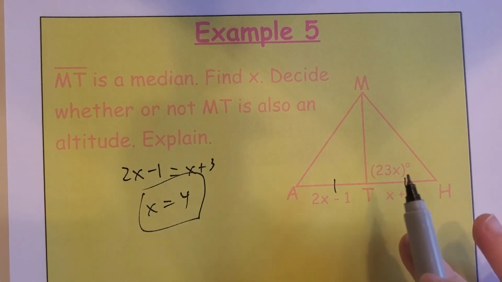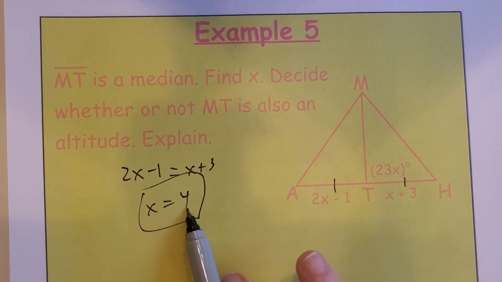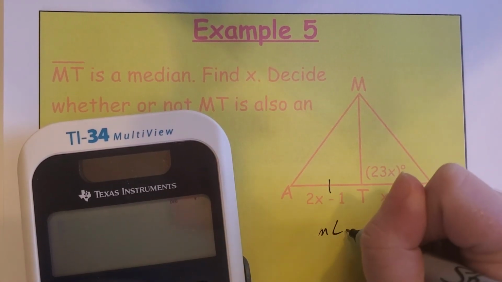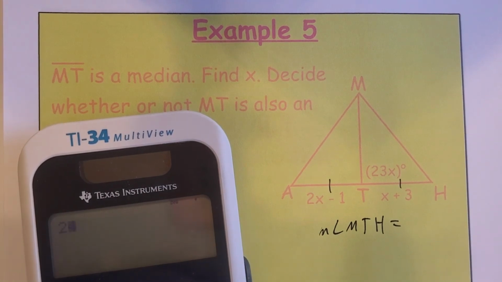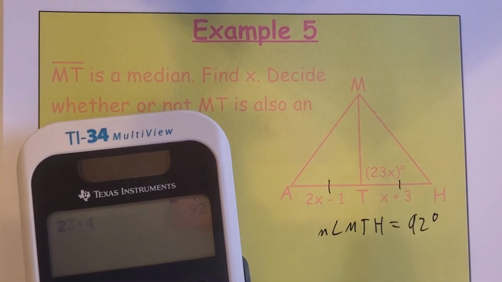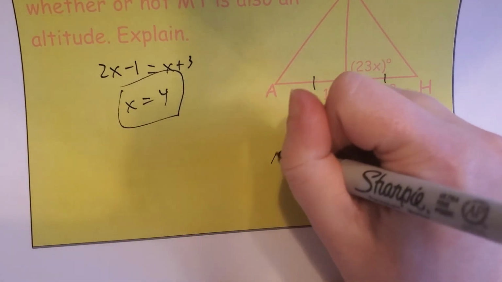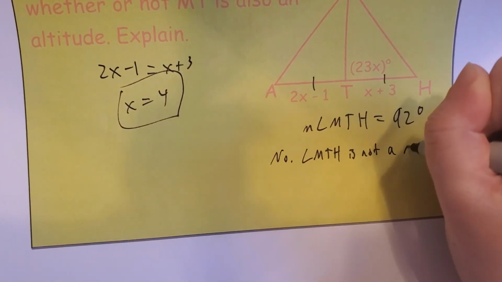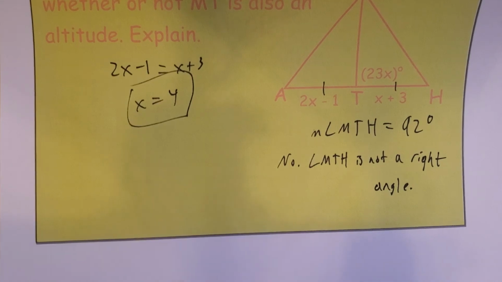All right. So because we have an expression to represent the measure of angle MTH, we can easily plug our X value in and figure this out. So the measure of angle MTH is 23 times 4, which is 92 degrees. It's not a right angle, so it's not an altitude. An explanation I would be totally fine with is something like, no, angle MTH is not a right angle. Okay, nothing more than that.